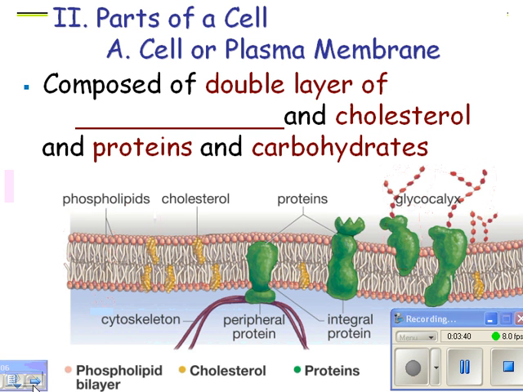Okay, so the cell membrane is composed of a double layer of phospholipids and cholesterol here, and proteins and carbohydrates. So all of those things. So pretty much you have a representative from all of the major groups except nucleic acids. So you've got carbs, lipids, and proteins in the cell membrane.